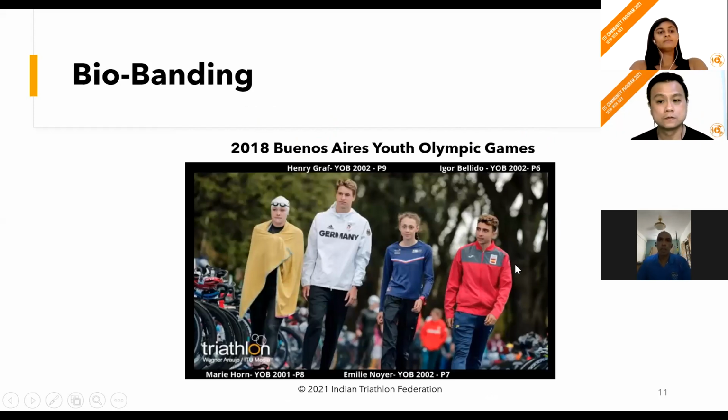Okay, so this is a very interesting picture, and Eugene put this from the 2018 Buenos Aires Olympic Games. If you see Henri Graf, really tall, well built as compared to Eger Belindo. But what do you see in the two women? Are they almost similar in height, or is there a distinct difference like the two males here?